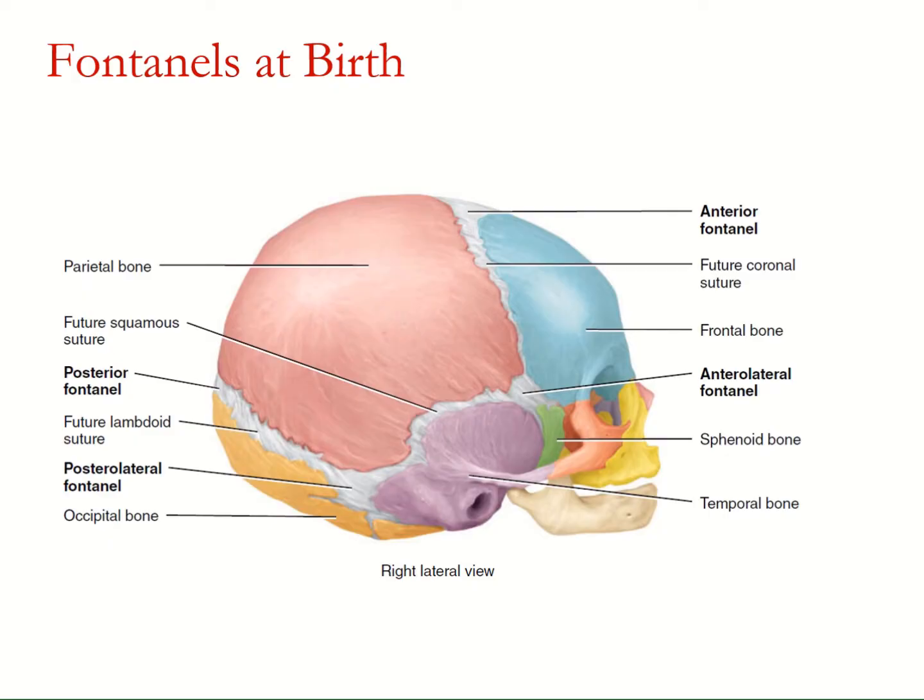We discussed fontanelles at birth, or the soft spots of the fetal skull. We have here an anterior fontanelle, usually shaped like a diamond, but not really appreciated here. We have a posterior fontanelle, usually shaped like a triangle, and an anterolateral fontanelle over here. And these will be the future sutures, the lines that separate the different cranial bones of the skull.